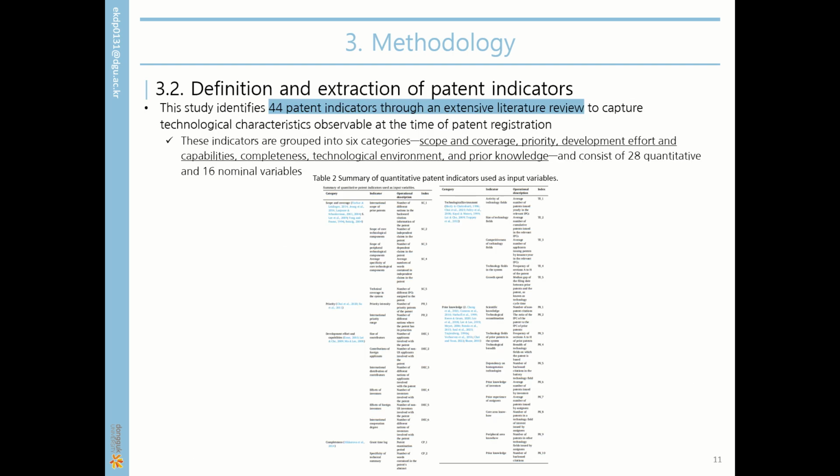In this step, the study defines the patent indicators used to predict technology impact. Through a literature review, a total of 44 indicators were identified to represent technological characteristics observable at the time of patent registration. These indicators are grouped into 6 categories, including scope and coverage, priority, development effort, completeness, technological environment, and prior knowledge.